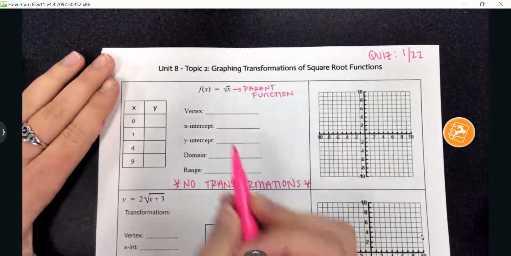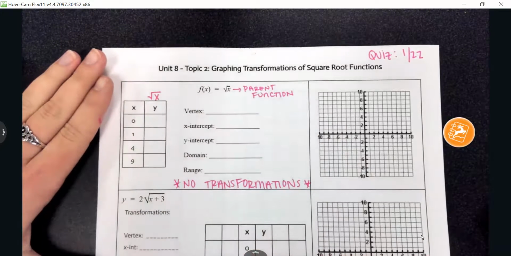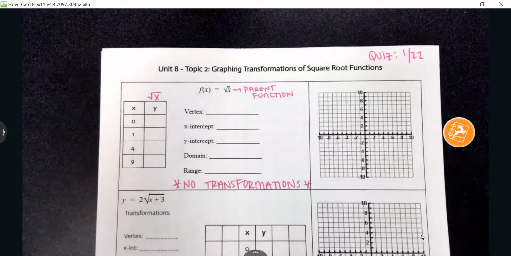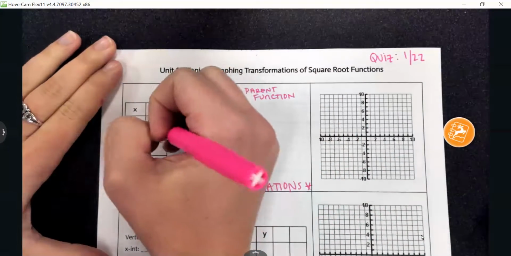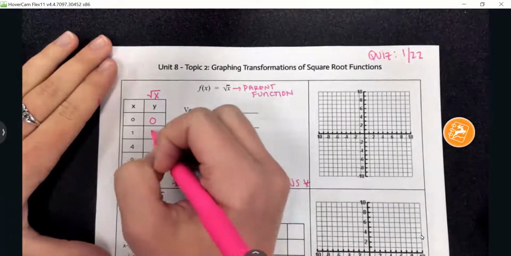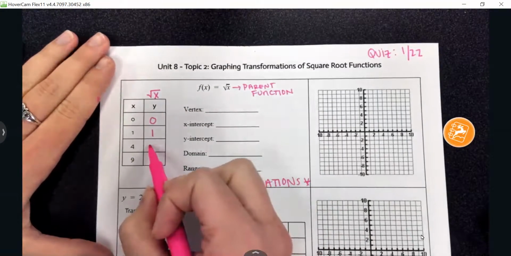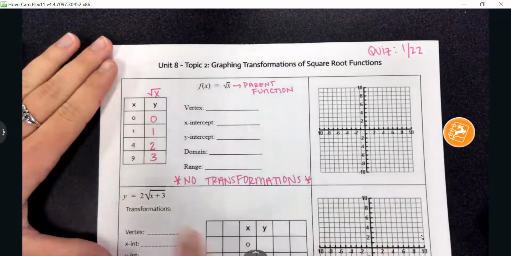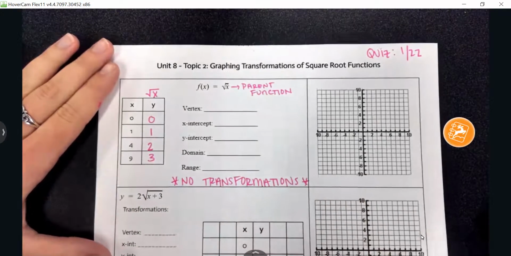Okay. So we know that y equals the square root of x. So in order to find my parent points, I need to find the square root of x. What is the square root of 0? 0. What's the square root of 1? 1. What's the square root of 4? 2. And what's the square root of 9? 3. Take about 15 seconds and go put those points on your graph.